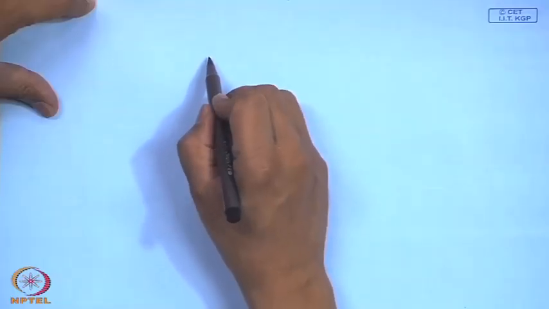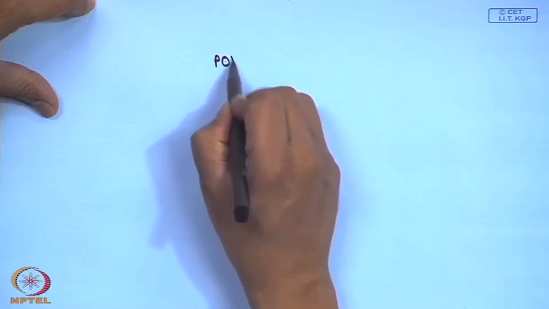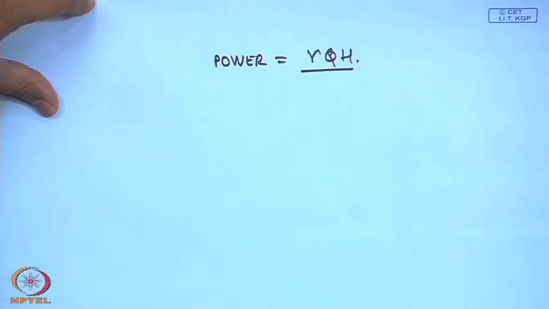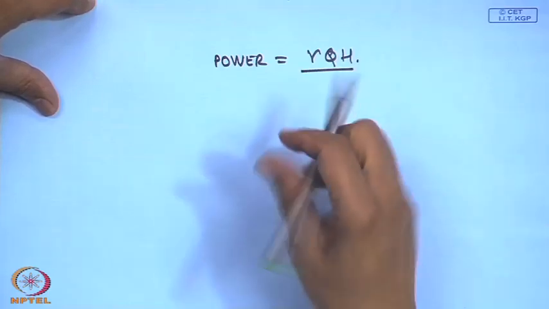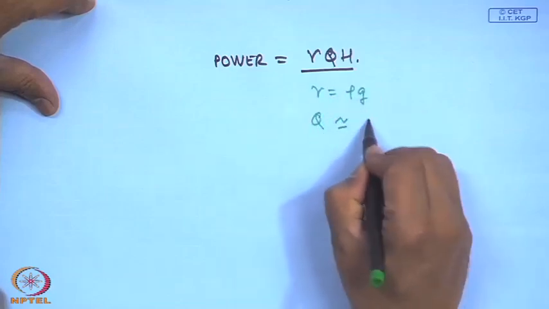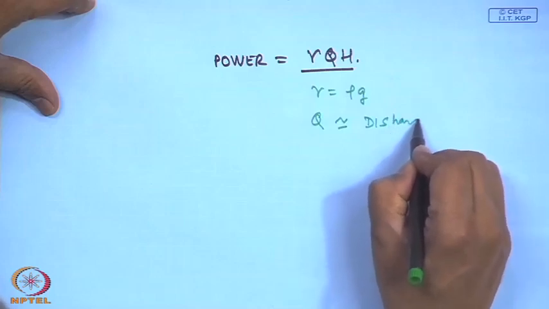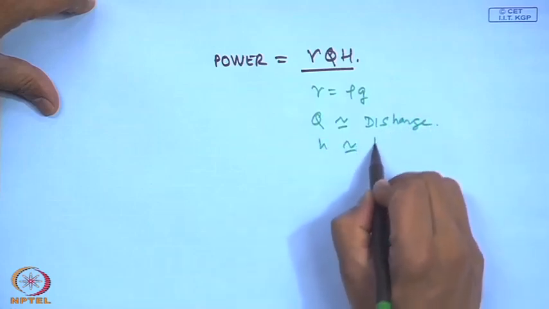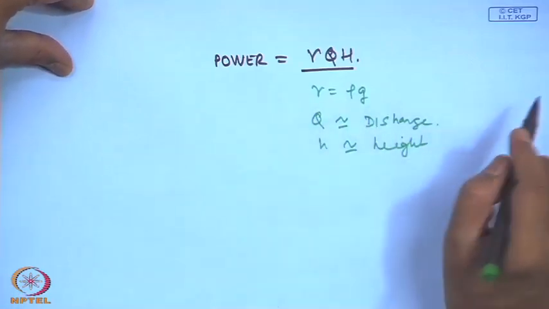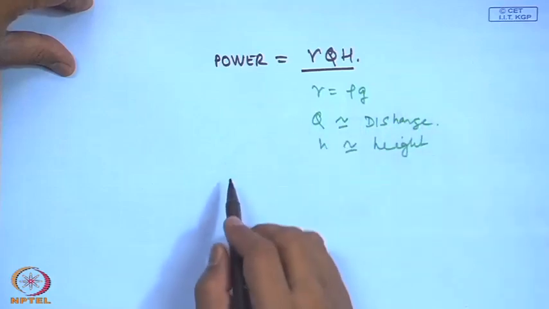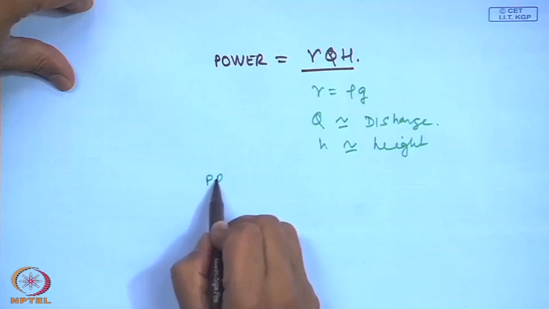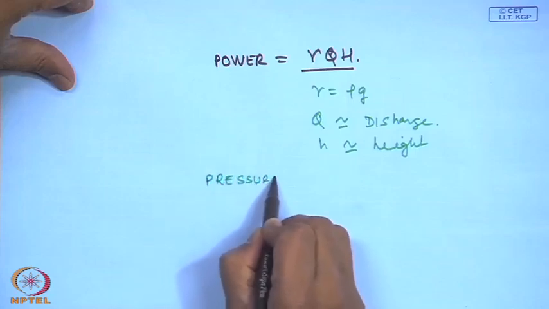So, the power of the pump is gamma Q H, wherein gamma is nothing but rho G, Q is the discharge rate and H is the height through which this fluid is to be pumped up. And this is a requirement because I need to develop a certain pressure head in a pump so that it can flow. A pressure head is required in the pump.